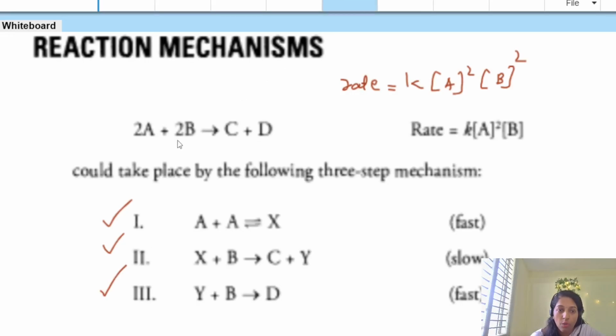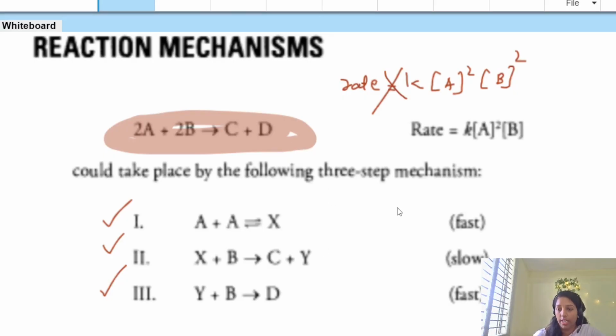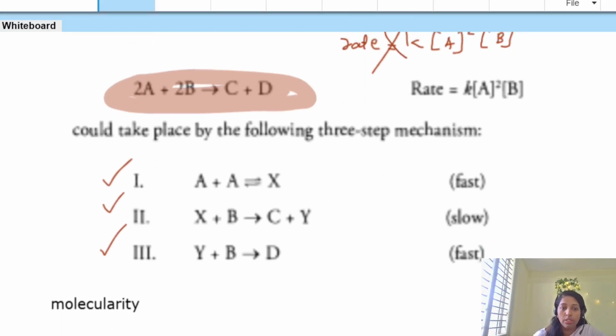This is the overall reaction. For the overall reaction we can't write that, that is wrong. But you can write it with the elementary reactions, the step by step. So this overall reaction is happening through these 1, 2, 3 steps.